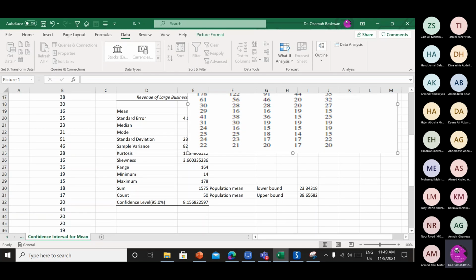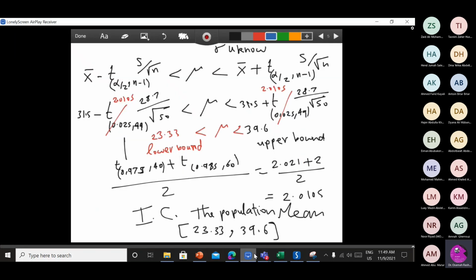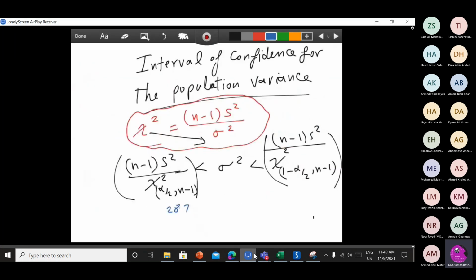28.7, was it the S or S squared? This is S only, the standard deviation. But the variance will be the square of this one, right? So be very careful with the confidence interval for the variance.